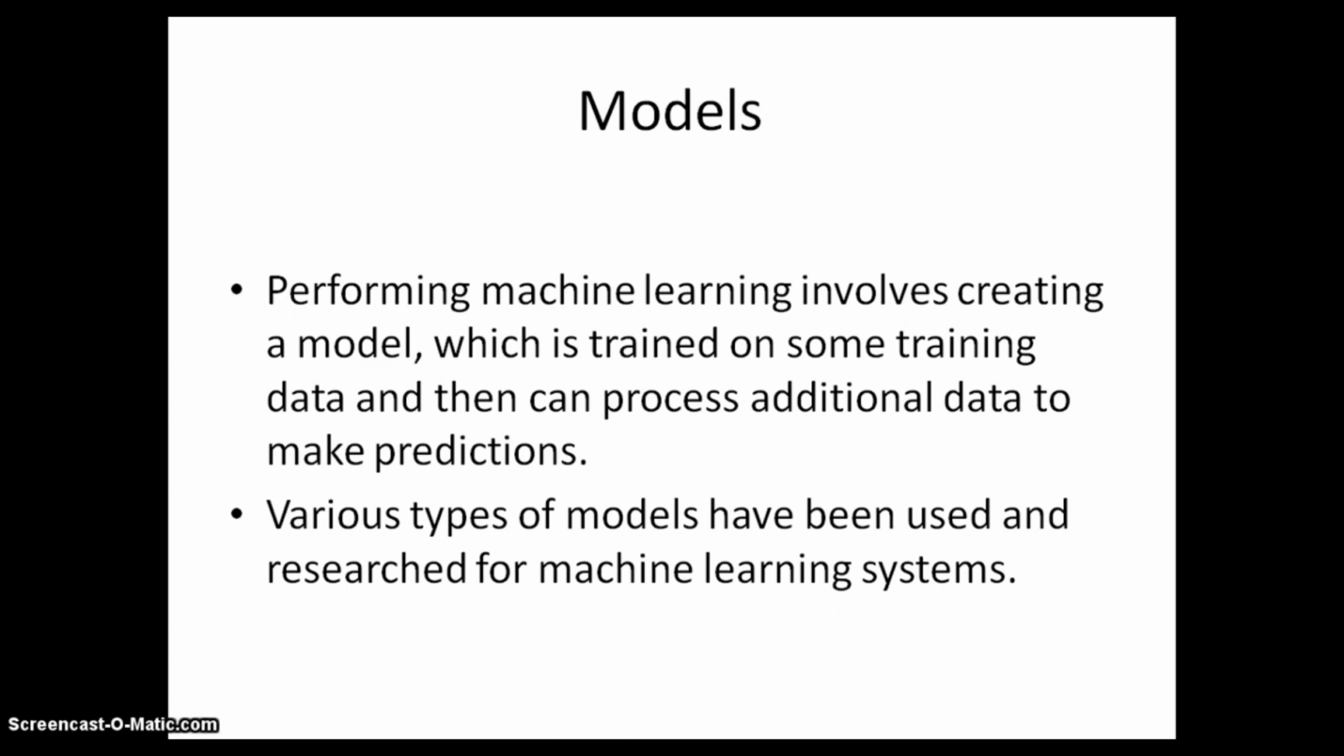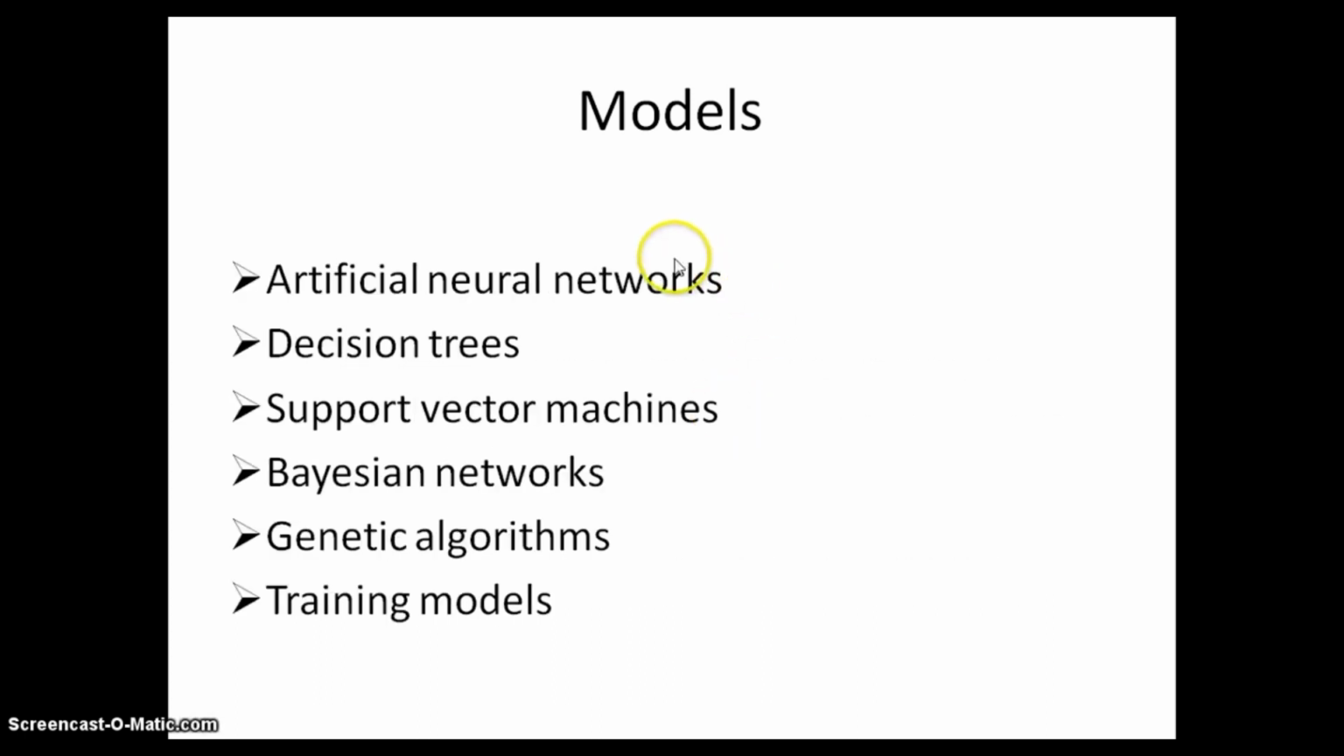There are various models that have been used and researched for the machine learning system. Some of the models listed here are artificial neural networks, decision tree, support vector machine, Bayesian network, genetic algorithm, and training model. In each of these models there are further many algorithms, like decision trees, clustering algorithms, classification algorithms, neural network. We will be seeing each of these algorithms in detail. All these models will train the machine to make the prediction or to generate the output.